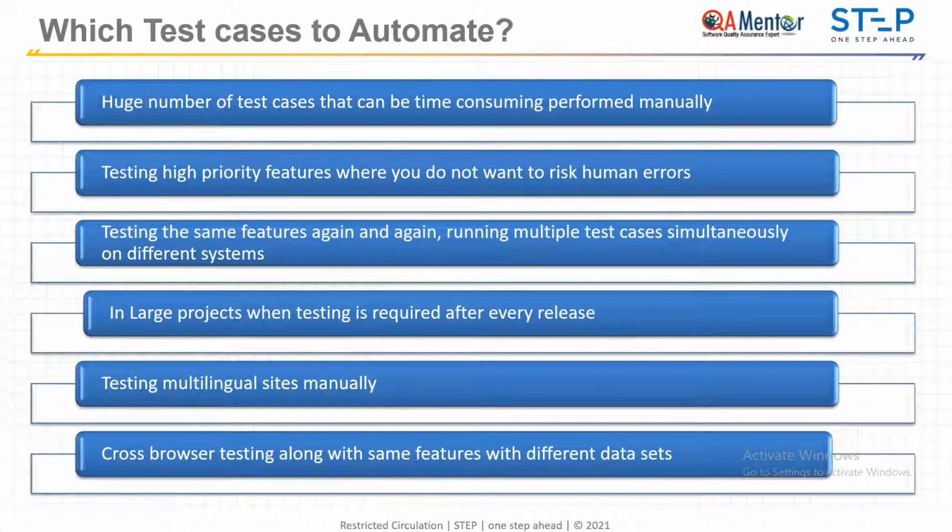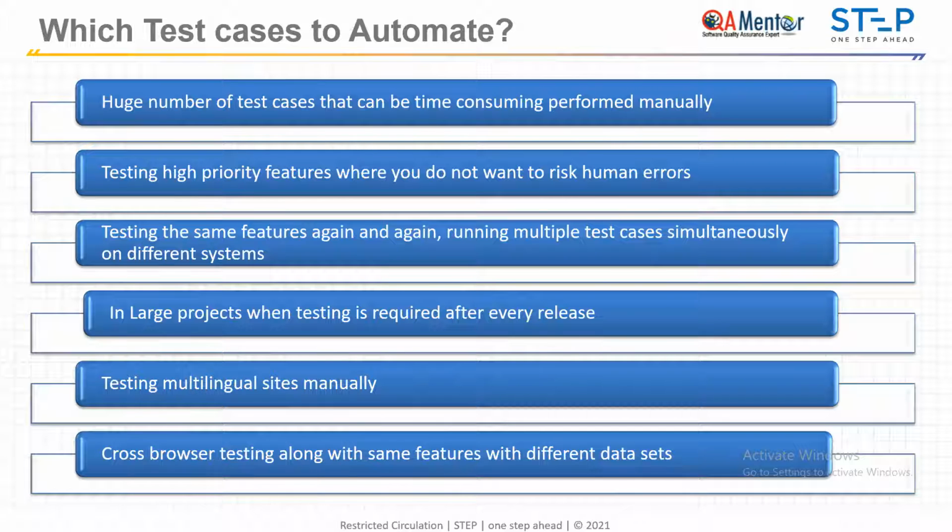Now we can see which types of test cases we can automate and which we should not automate. So which test cases do we need to automate? A huge number of test cases can be time consuming if performed manually. So we need to take care of such test cases, where high priority features are being tested, and where the risk of human errors exists. Then, whenever we are talking about different types of browsers, compatibility testing, cross browser testing, at that time we can take care of these test cases with automation.